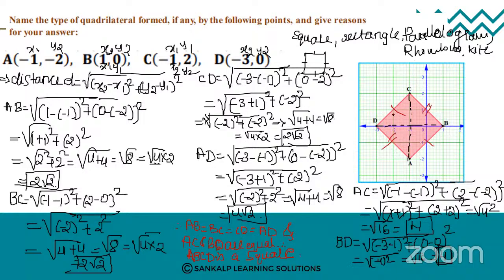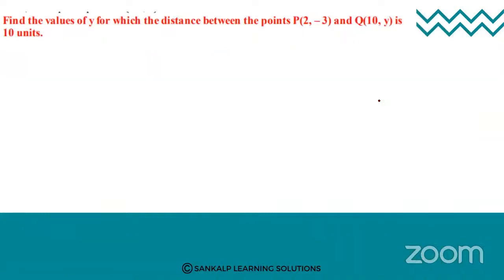But diagonals need not be equal. That is a parallelogram. If all sides are equal and diagonals are equal, then it is a square. Now, find the value of y for which the distance between the points P(2, -3) and Q(10, y) is 10 units.